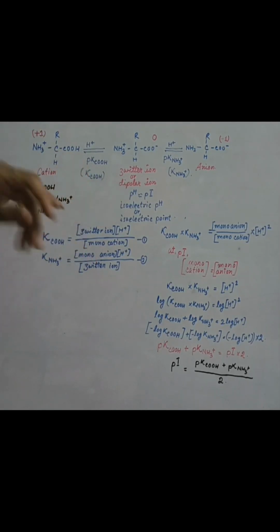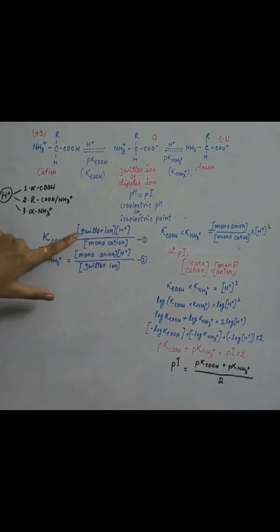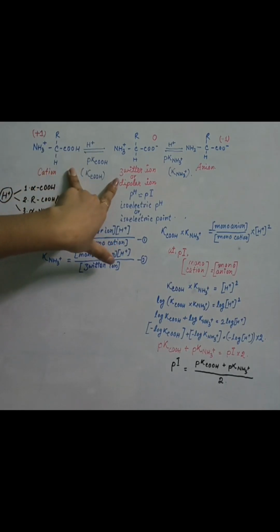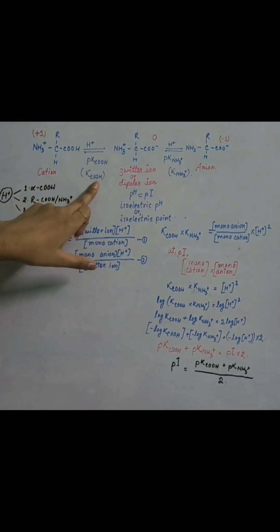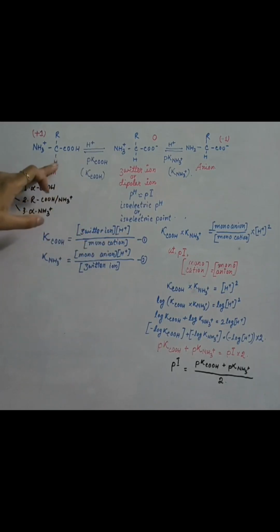Now, how is the pI value calculated? We first understand the acid dissociation constant or the equilibrium constant, the K value. So what is the K value? The K value is basically the ratio of the product divided by the substrate. Now from this equation, for KCOOH the products are the zwitterion and H plus, and the substrate is the cation. So KCOOH equals zwitterion times H plus divided by the monocation.